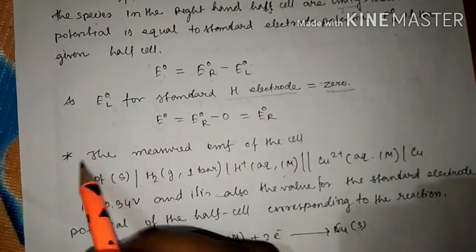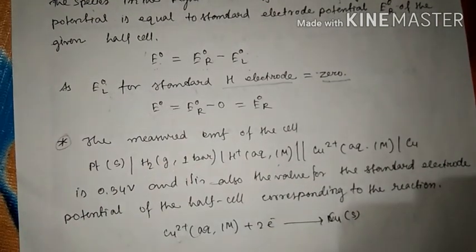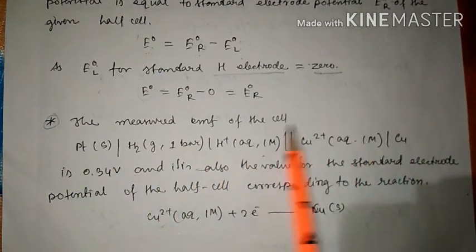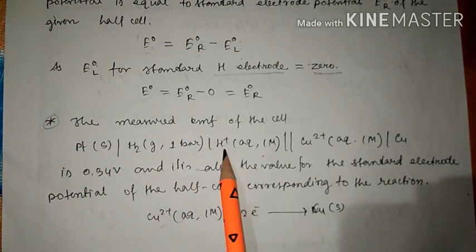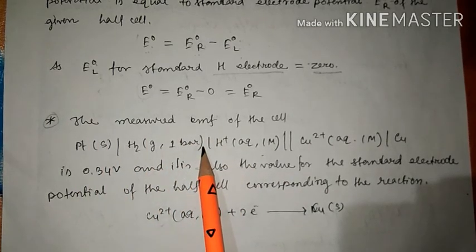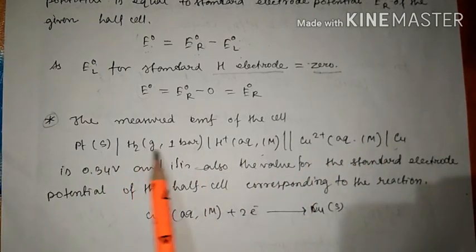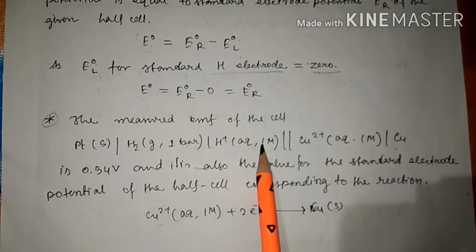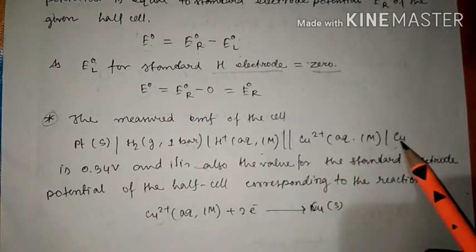Next, let us take a simple example. How to measure the EMF of a cell? Here is a cell representation, where this one is for the hydrogen electrode, that means the standard hydrogen electrode, and this one for another, the copper electrode. See, platinum solid, H2 gas at 1 bar pressure, H plus solution at 1 molar, and this is the double slash, and then Cu 2 plus aqueous and copper.